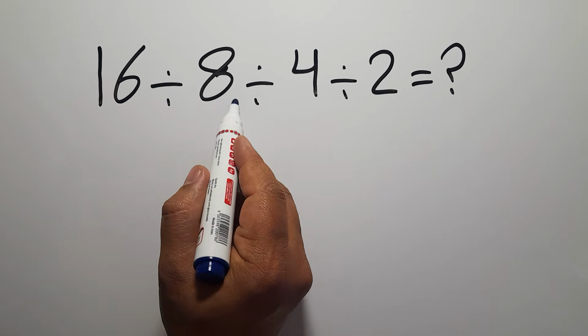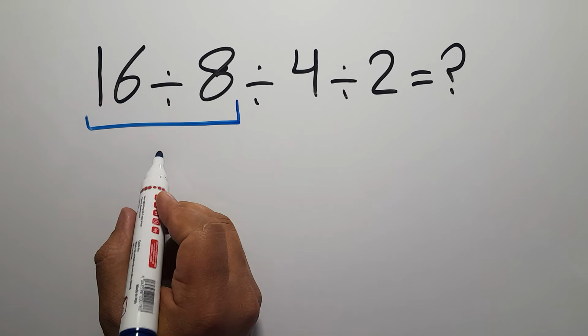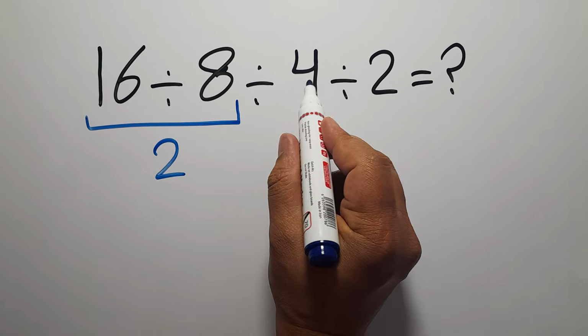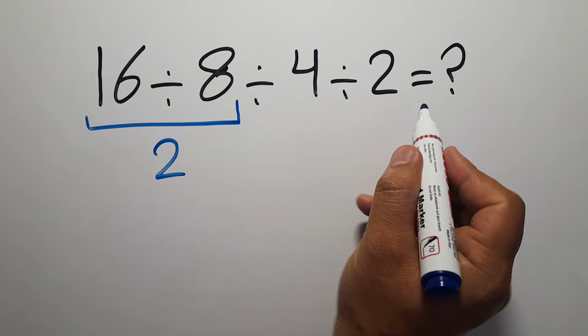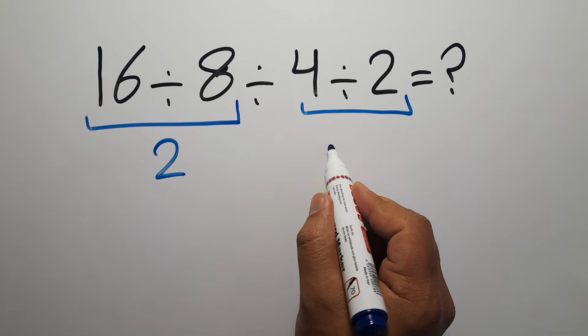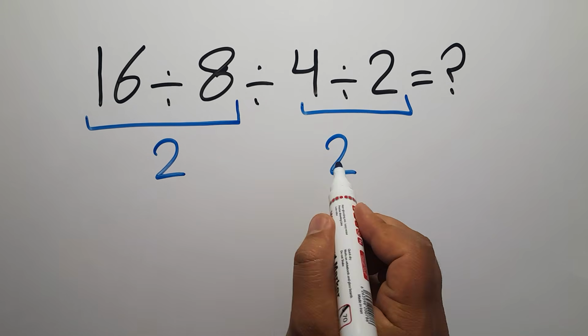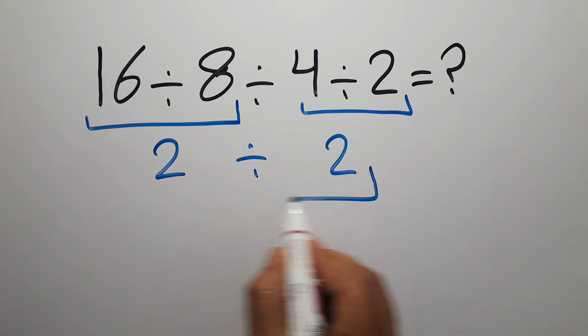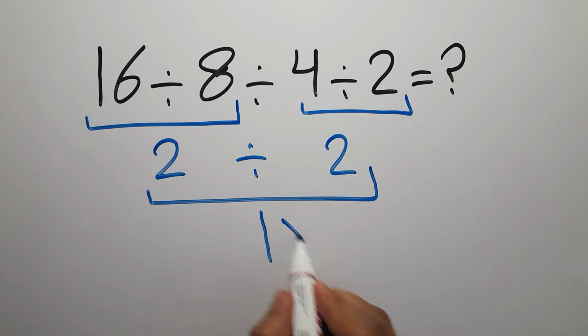16 divided by 8 gives us 2. And here we have 4 divided by 2, which equals 2. So 2 divided by 2 is just 1. But this answer is not correct.